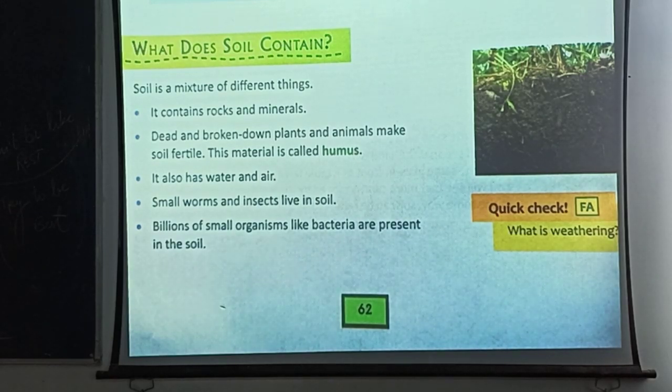We know that it has water, not pure liquid water inside it, but there is a presence of moisture in it, and air is also there. Small worms and insects live in soil. We have already seen this, and especially in the monsoon months, billions of small organisms like bacteria are present in the soil, and soil is full of bacteria. Even billions in number, a huge number.